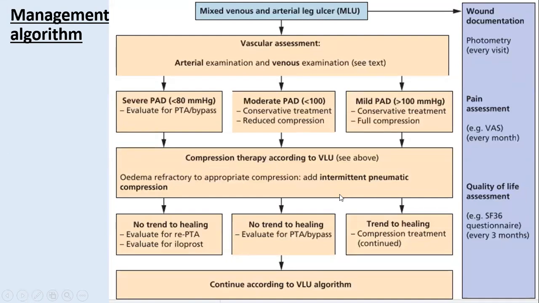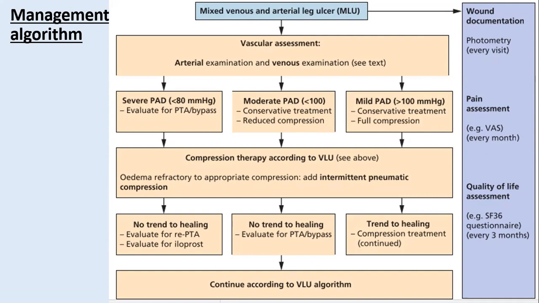This is the management algorithm of mixed leg ulcer. First of all, the wound documentation by photography at every visit, then pain assessment at every visit, and quality of life assessment. The vascular assessment of an ulcer by arterial as well as venous examination, and the management depends upon the arterial examination. In case of mild peripheral arterial disease, that is the ankle pressure of more than 100 millimeter of mercury, conservative treatment and compression therapy is the treatment.